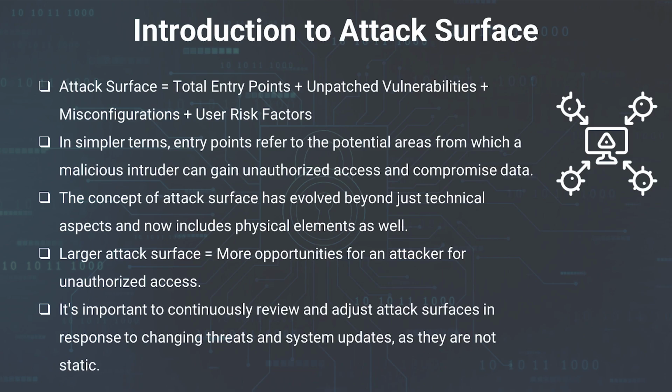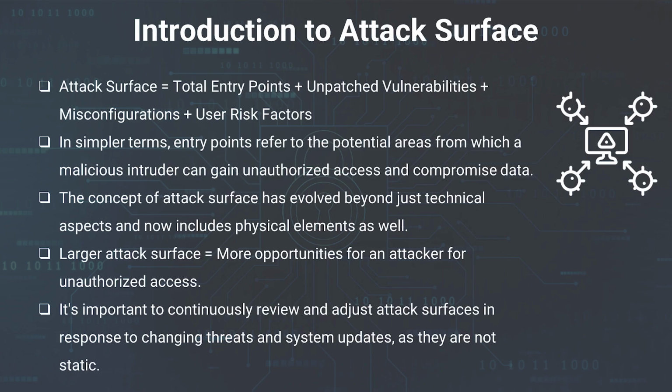The formula which is appearing on your screen is: attack surface is equal to total entry points plus unpatched vulnerabilities plus misconfiguration plus user risk factor. Let's break down this formula. Basically what I'm trying to convey is that the attack surface combines multiple factors.